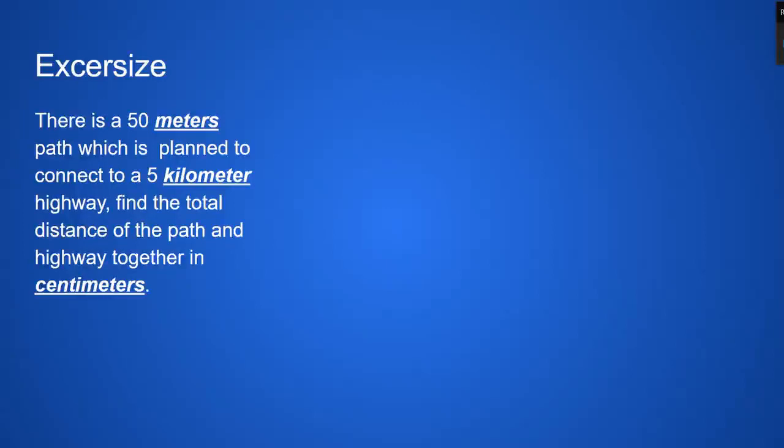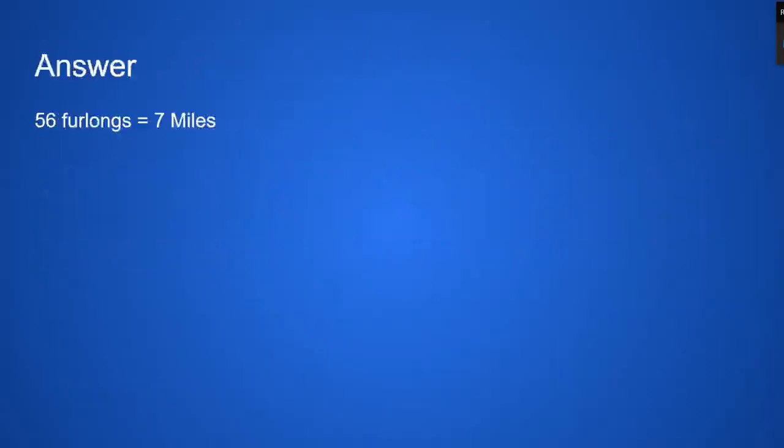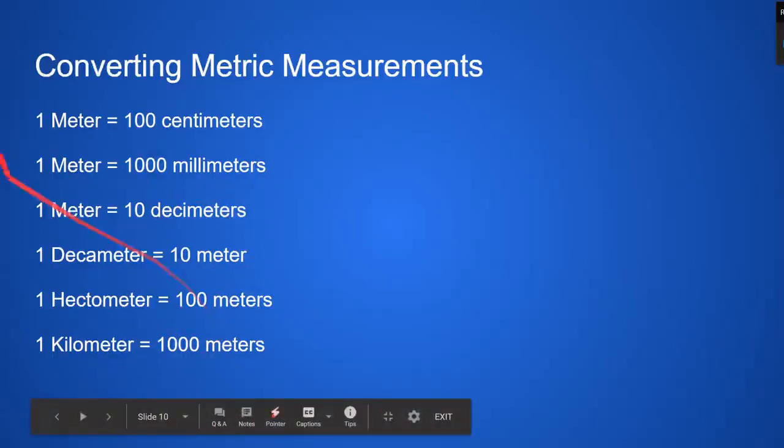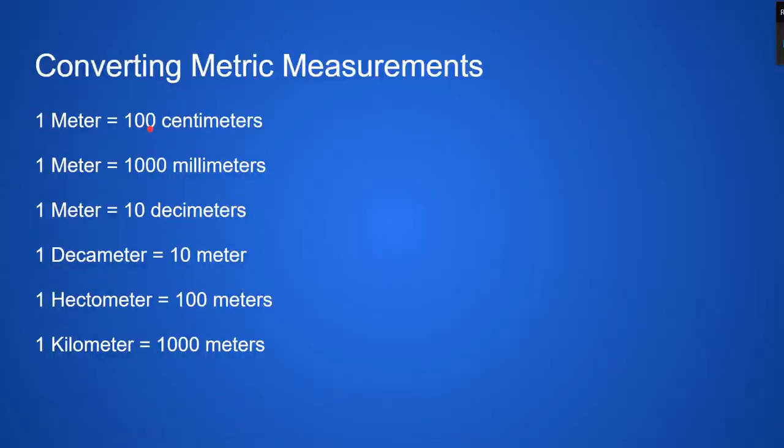Exercise, this one is very hard. You guys have to pause the video. Here's a 50-meter path which is connected to a 5-kilometer highway. Find the total distance in centimeters, okay? You got 50 meters connected to 5 kilometers, and you have to find the total of these two in centimeters. I know, it's so difficult. Here you go. Here's something you should see over here. A kilometer equals 1,000 meters and 1 meter equals 100 centimeters. Looking at this, thinking about the question, answer.